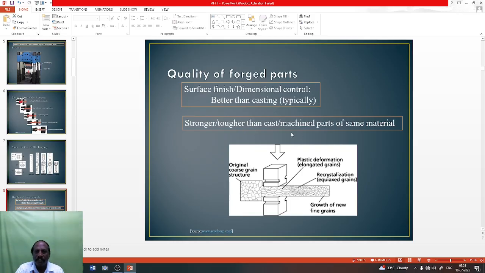Stronger, tougher than cast machine parts of the same materials, and the plastic deformation is elongated, recrystallization and growth of new fine crystals. This is the original core structure. When it is forged, the fine crystallines form, and the crystalline growth happens, and that forms the plastic deformations.